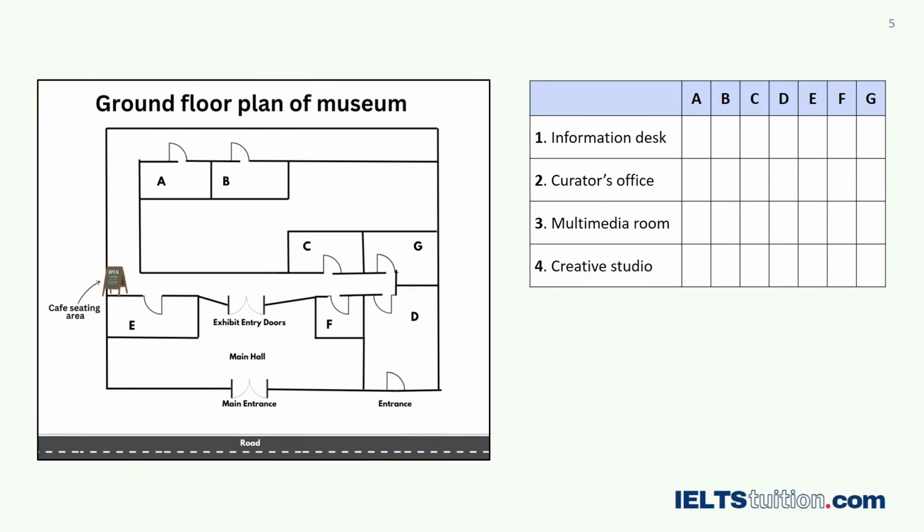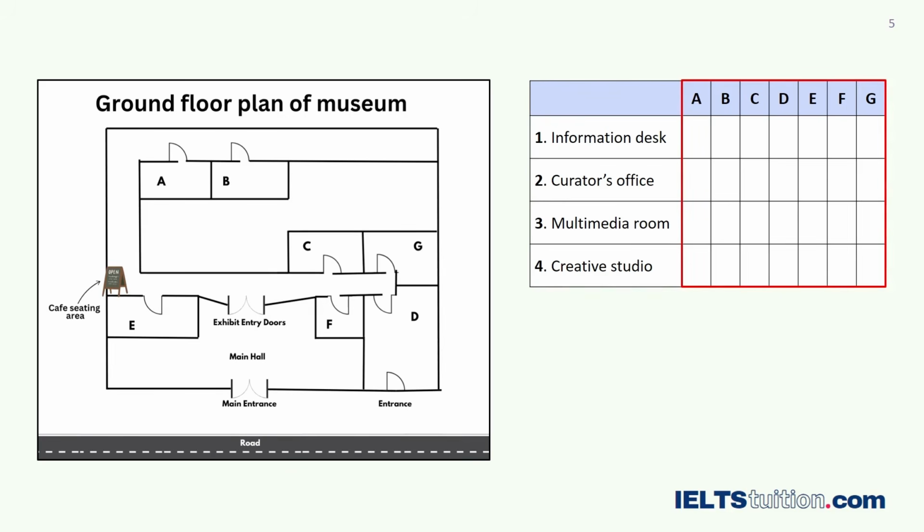Then, you need to do one final thing before the audio starts. You have to go through all the answer options given in the question. These are the words that you need to listen to in the audio. As per this question, where the information desk, curator's office, multimedia room, and creative studio are located. In the plan, certain rooms are labeled with letters A, B, C, D, E, F, and G. You need to tick the correct box from this grid to mark the answer.